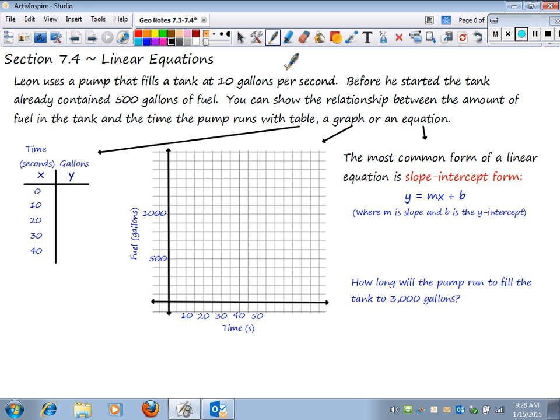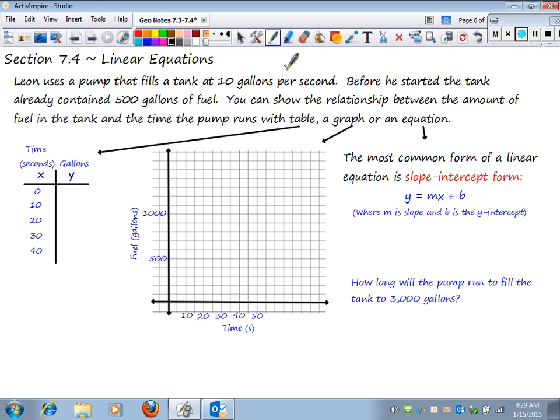Now, scenarios like this: Leon uses a pump that fills a tank at 10 gallons per second. That's really fast. That's a big hose. 10 gallons, think 1 gallon of milk. 10 of those gallons of milk each second. So that's pretty fast. Before he starts, the tank already has 500 gallons of fuel in it.